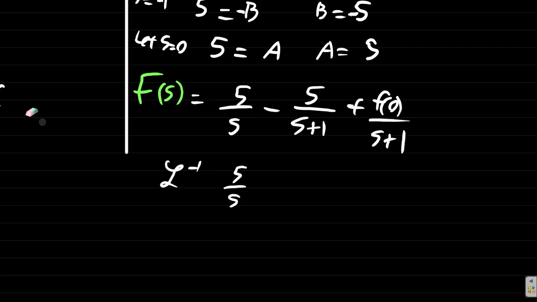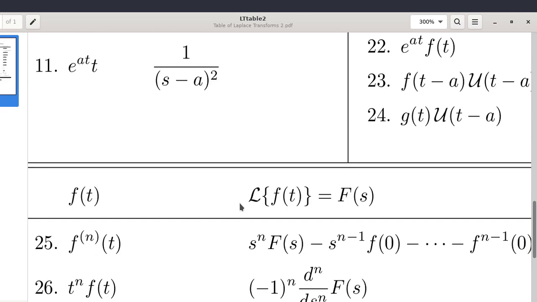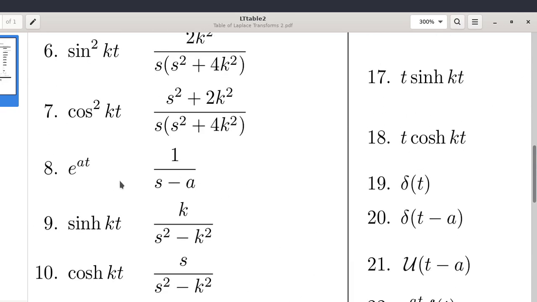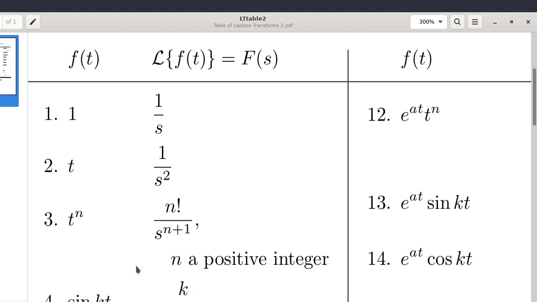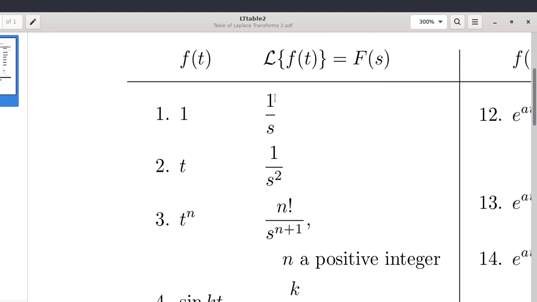Alright, so what is the inverse Laplace of 5 over s? What you'd have to do is look at our Laplace transform table, and we see when we have 1 over s, remember, when we go from left to right, we're finding the Laplace transform. When we go from right to left, we're finding the inverse Laplace transform. So the inverse Laplace transform of 1 over s is 1. Therefore, the inverse Laplace transform of 5 over s would be 5.